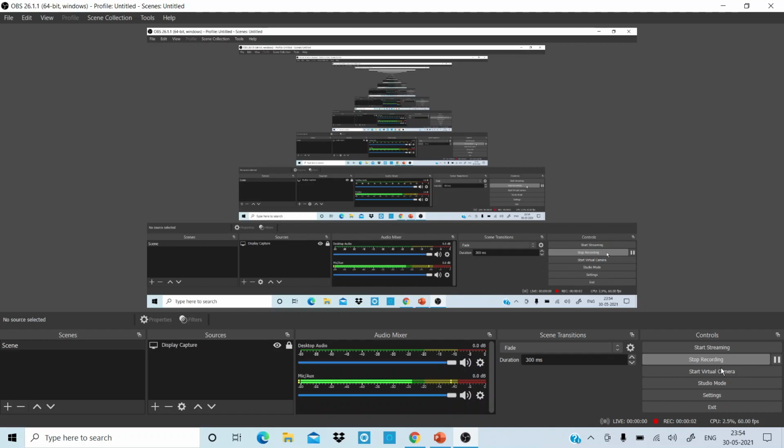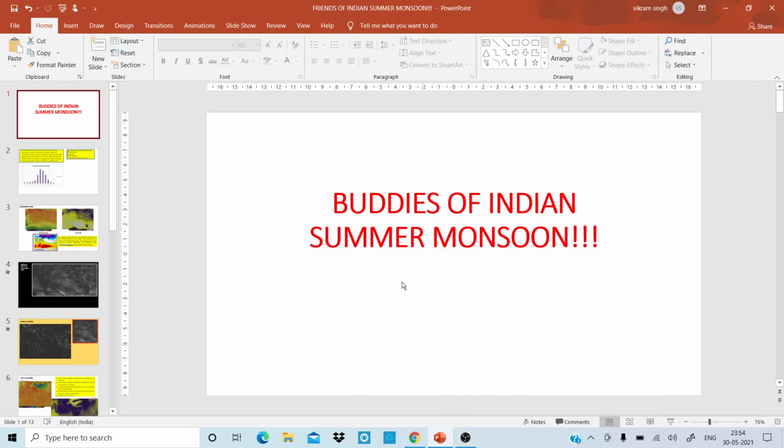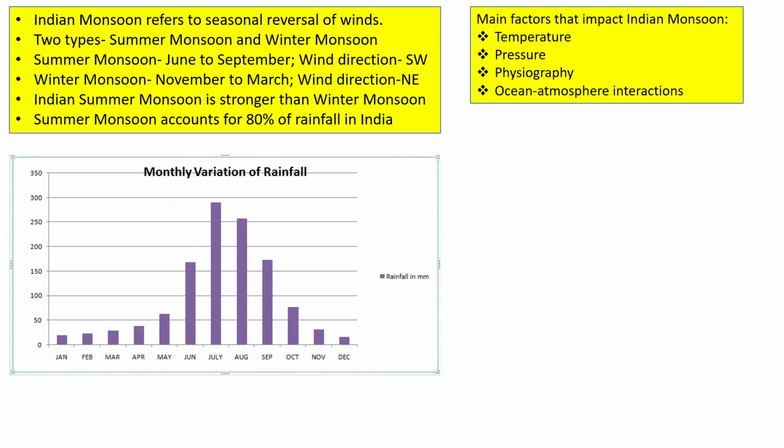Hello, guys. Let us have a look at the buddies of Indian summer monsoon. Means the factors that affect the intensity of the Indian summer monsoon, the wind velocity, and the rainfall associated with it. We all know that the Indian monsoon refers to the seasonal reversal of winds.